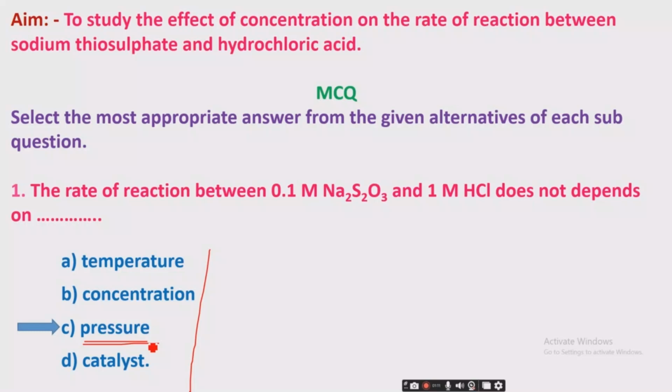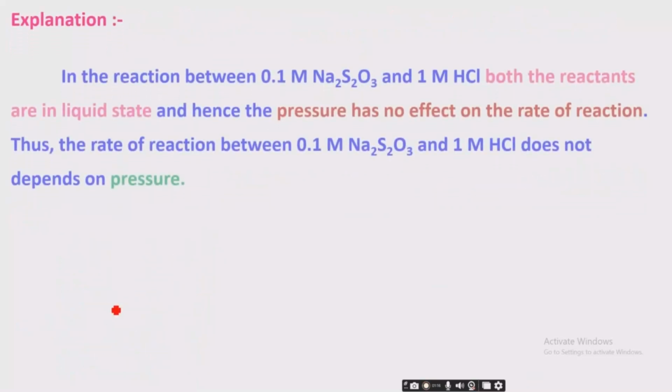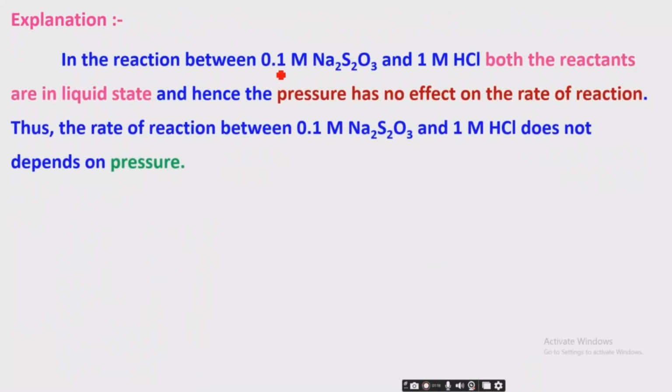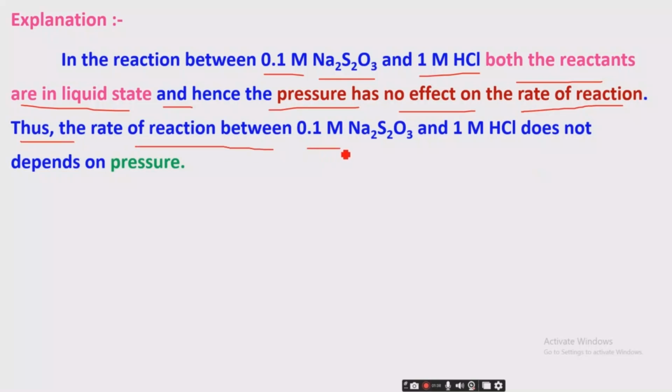So let's see the explanation for this question. In the reaction between 0.1 molar sodium thiosulfate and 1 molar HCl, both the reactants are in liquid state, that is in aqueous state, and hence the pressure has no effect on the rate of reaction. Thus the rate of reaction between 0.1 molar sodium thiosulfate and 1 molar HCl does not depend on the pressure.